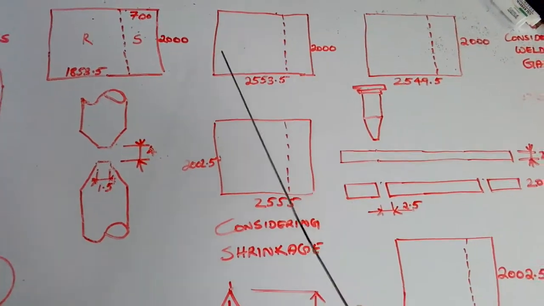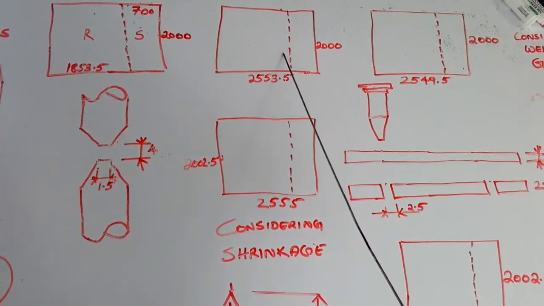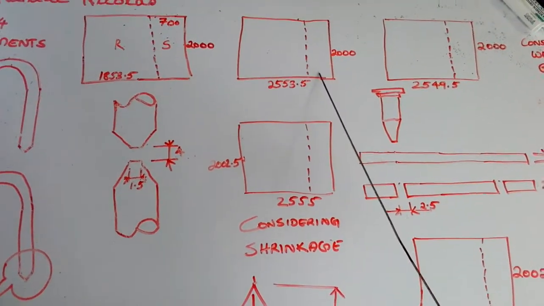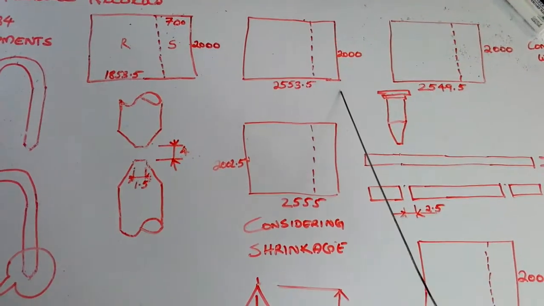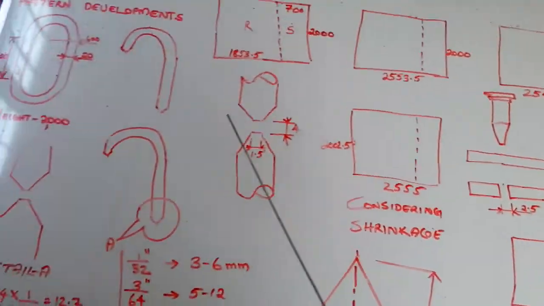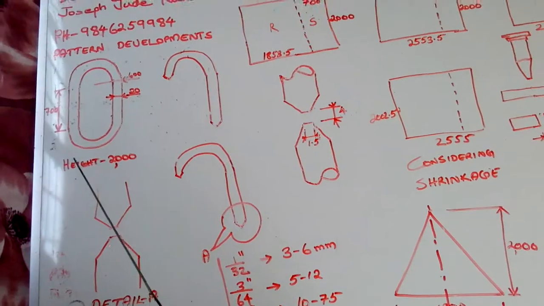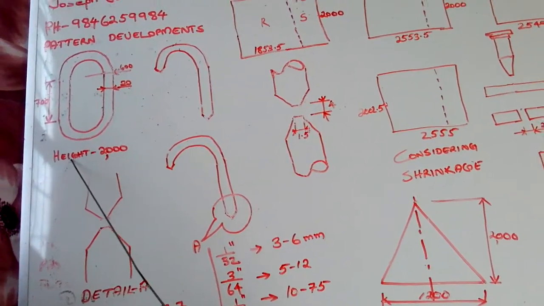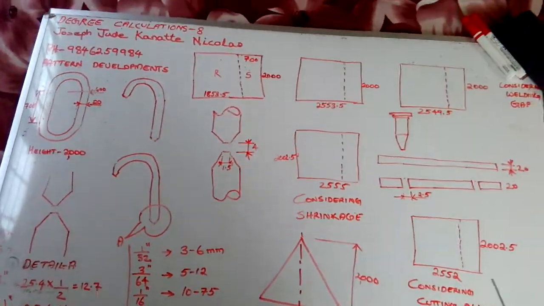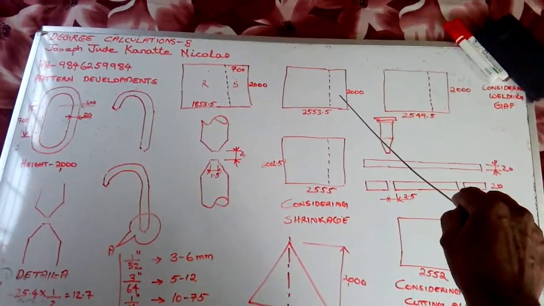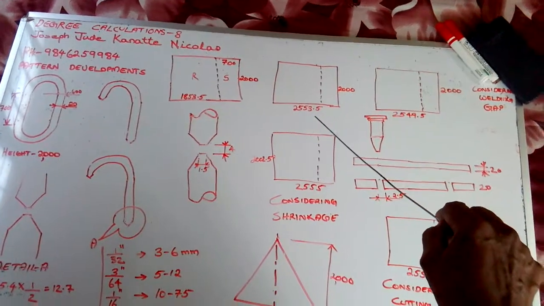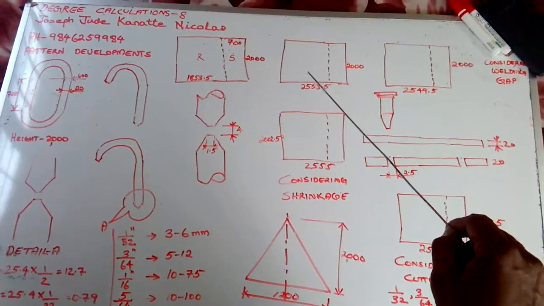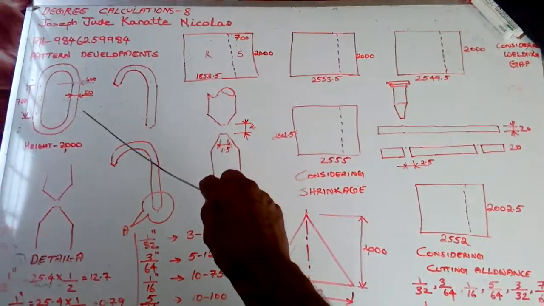In those two pieces, from here to here we have to roll, and here to here we shouldn't roll. It should be straight. What is this 2000? 2000 is height. I didn't indicate it using an elevation, but its height is 2000. So we have taken one measurement, 2553.5 into 2000. Then we can make this job.